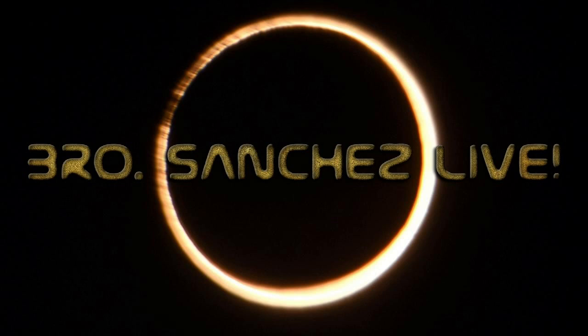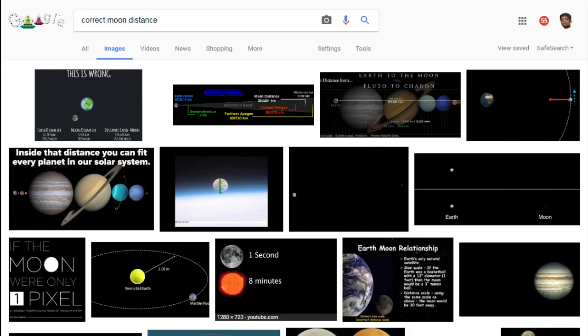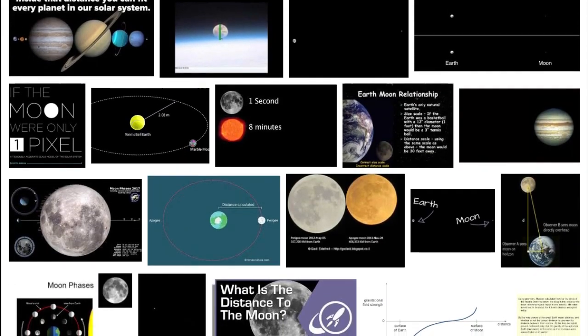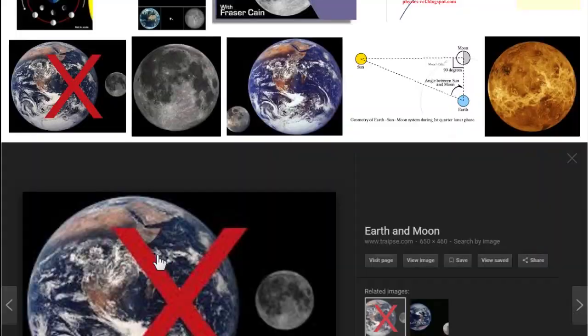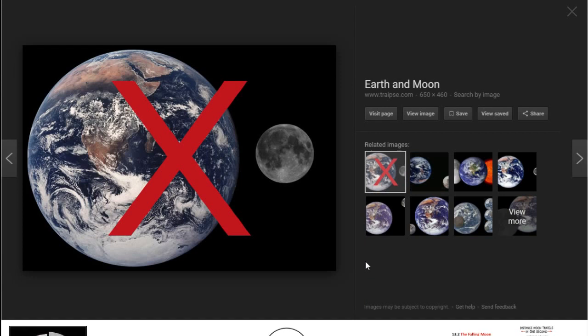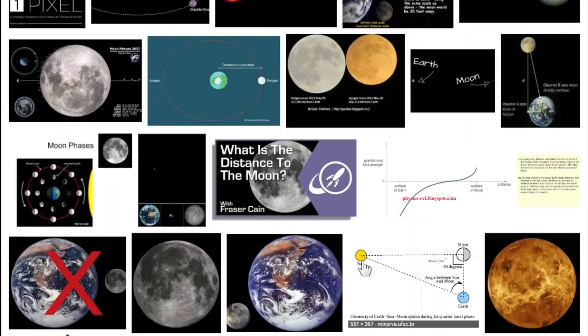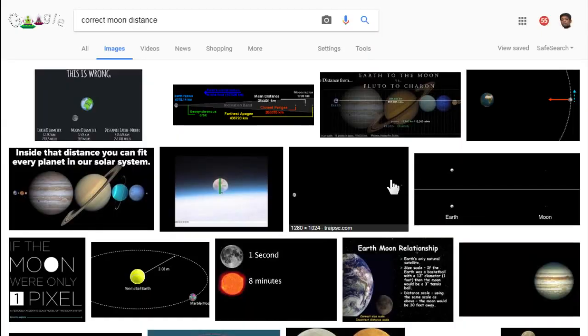Correct moon distance from Earth. All right, people are not using the right scale to teach this eclipse. They're using a version of Earth that shows the moon directly up on the Earth, and when you use that, you can make this eclipse work. This is what NASA and a lot of other people are using to demonstrate the eclipse, but this model is not to scale. So let's go to an accurate model that's to scale.